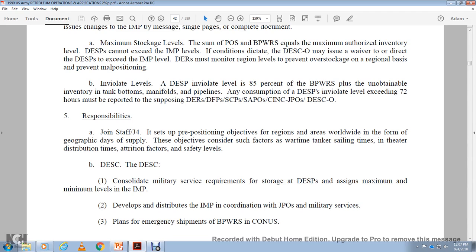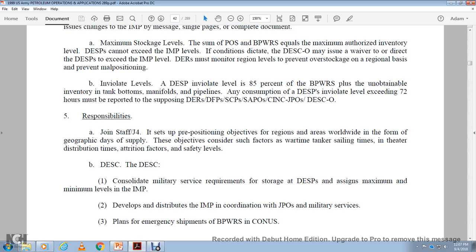Responsibility. Joint Staff J4 with the chief of the pre-positioning object with the region, with the area of the worldwide form of the geographical days of supply, considering such factors as wartime, tank sailing time, theater distribution times, aeration, attrition factors, and safety level. The DESC with the DSA, with the consolidated military service requirement to the DSEP, with the assignment of the maximum and minimum level of the IMP.